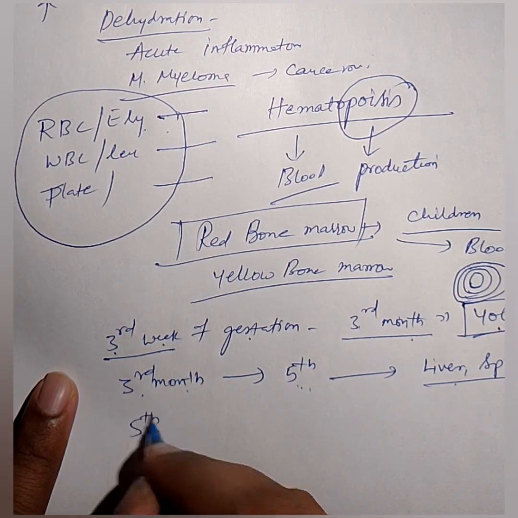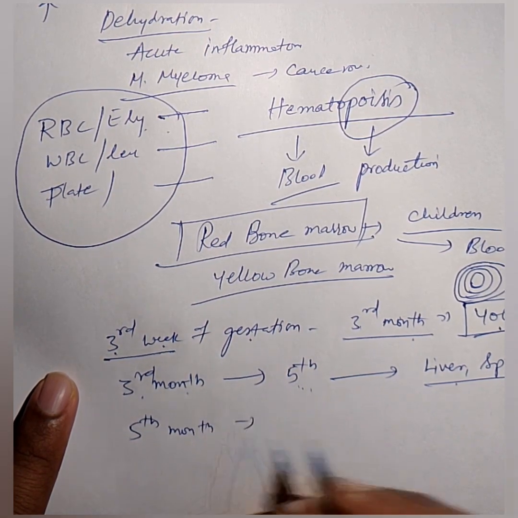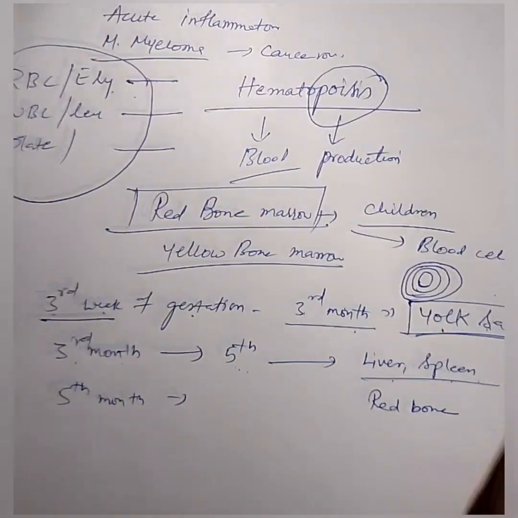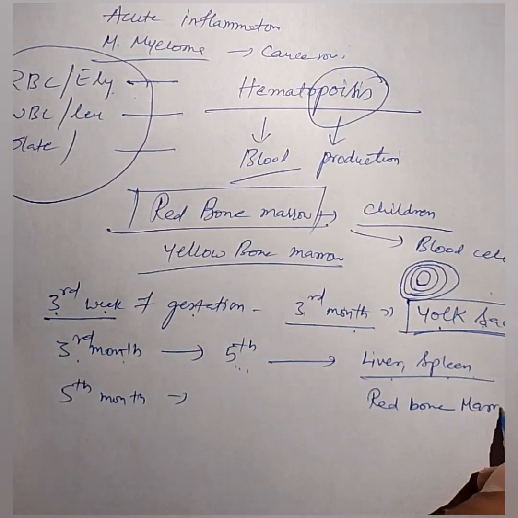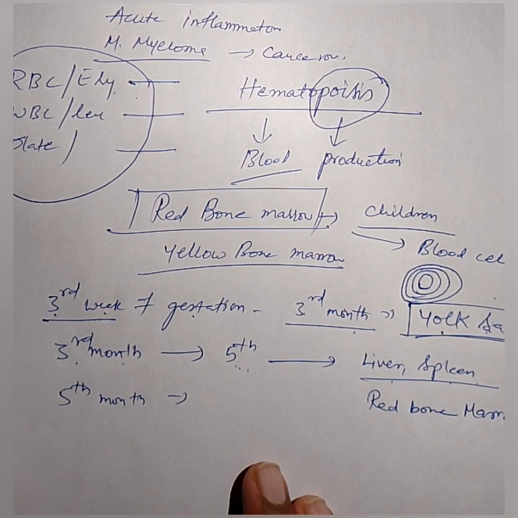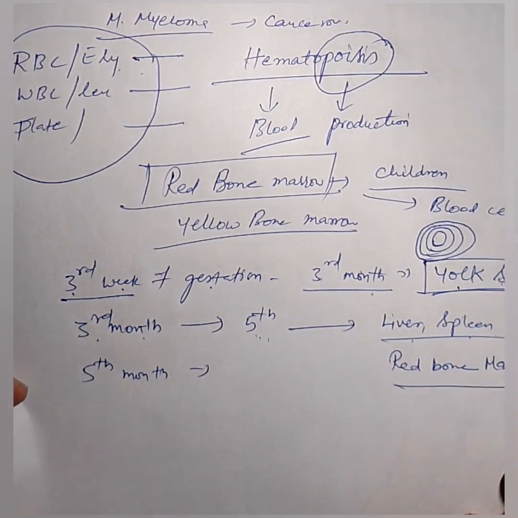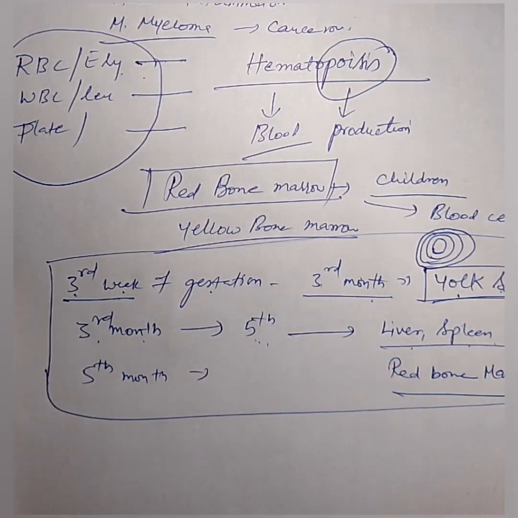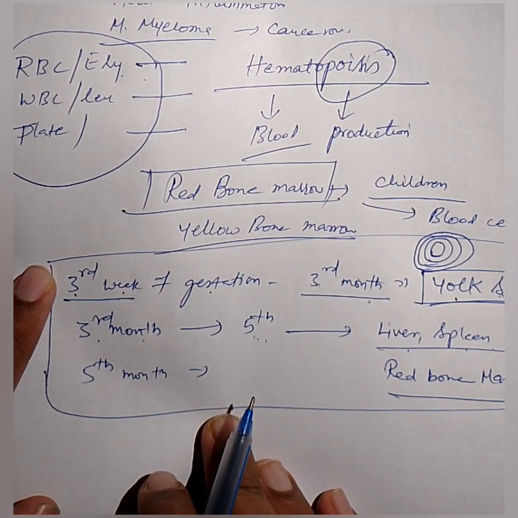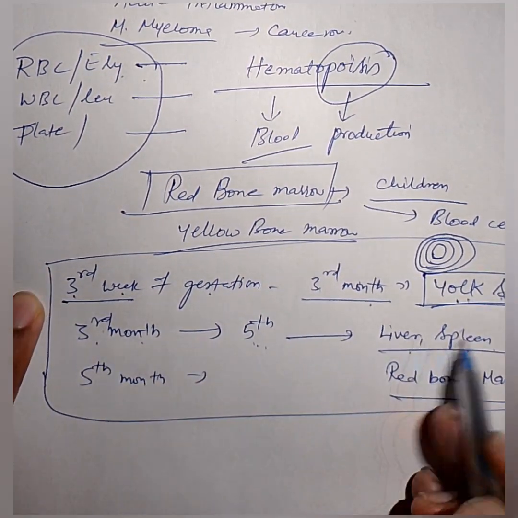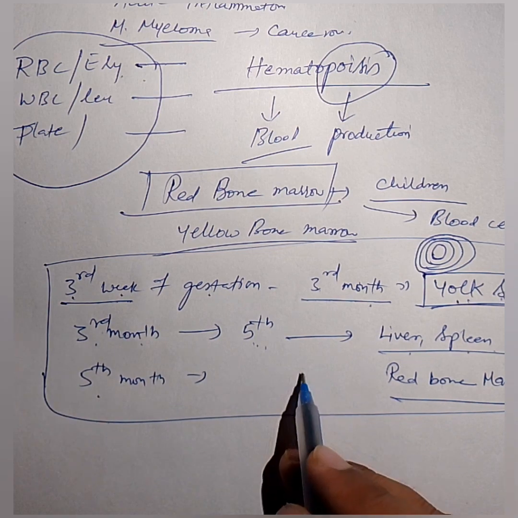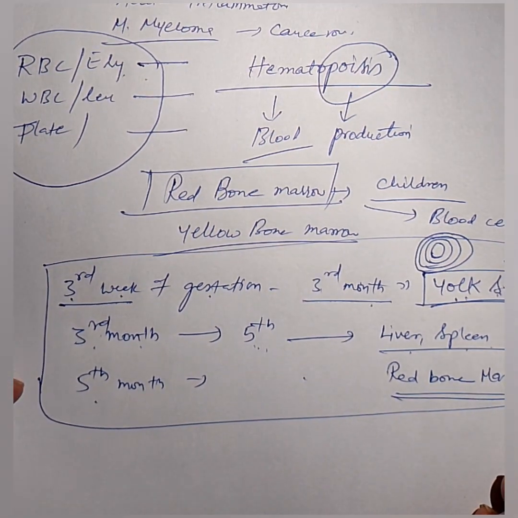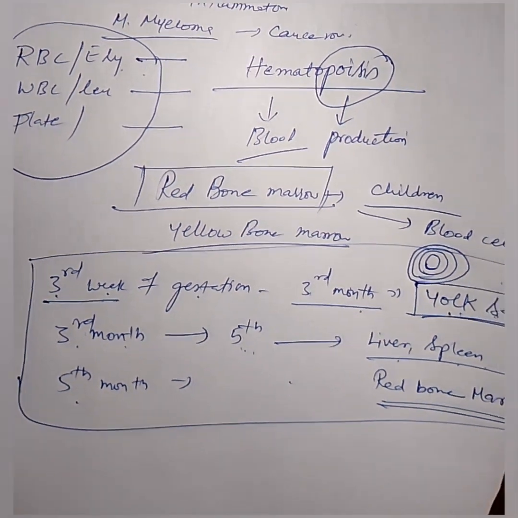And from the fifth month up to the time of delivery, red bone marrow will be the erythropoietic organ. We can see these three are the erythropoietic organs, and this is important to remember. From the third week, yolk sac; from the third month, liver and spleen; and from the fifth month up to delivery, we can see red bone marrow will be acting as an erythropoietic organ.